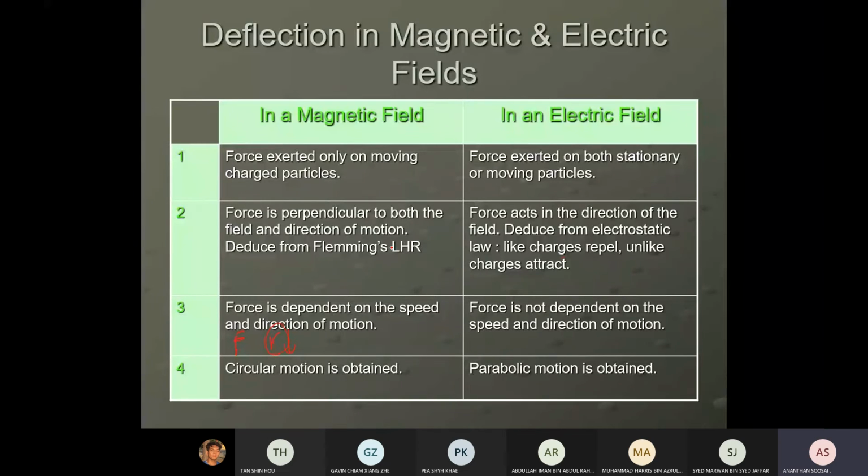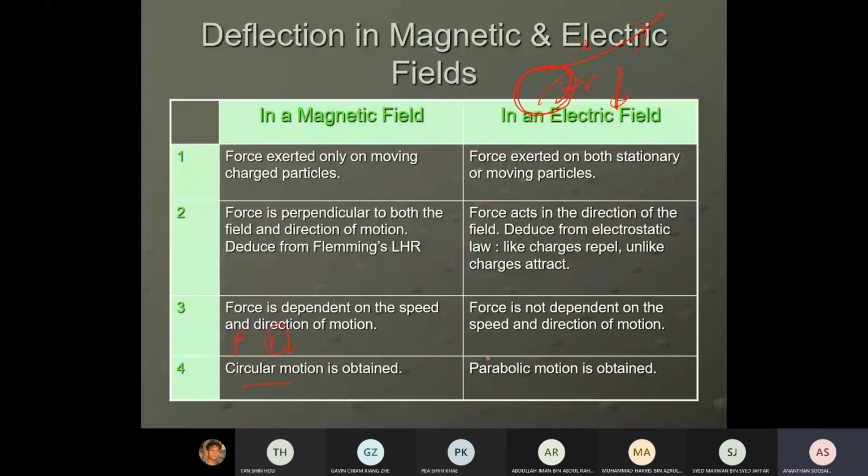Another important thing to think about: does a small radius mean big deflection or small deflection? Let's say one deflects like this, another deflects like this. Which deflects more? One deflects more, right? Because it has a small radius. The smaller the radius, the greater the deflection. Remember that. For the electric force, it is not dependent on the speed.